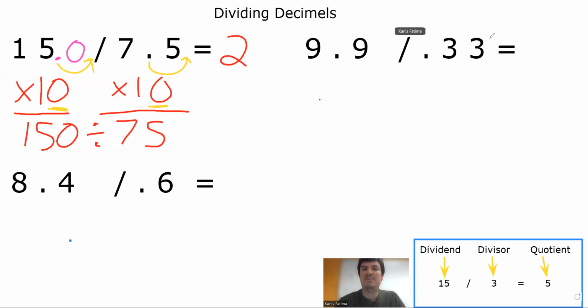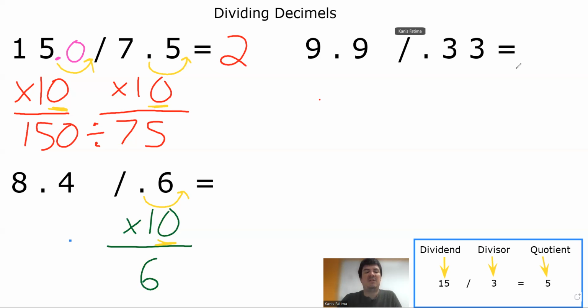Looking at my next example, I have 8.4 divided by 0.6. So again, the divisor 0.6, I want to get rid of that decimal. So I need to move that decimal over one spot. Again, when you multiply a decimal by multiples of 10, you're just moving it over to the right the same amount as zeros. So again, 0.6 times 10, I'm moving the decimal over to the right one spot because there's 1 zero. So 0.6 times 10 gives me the whole number 6.